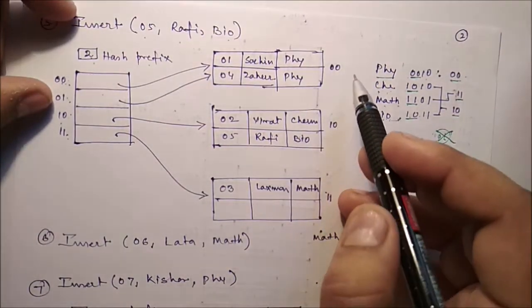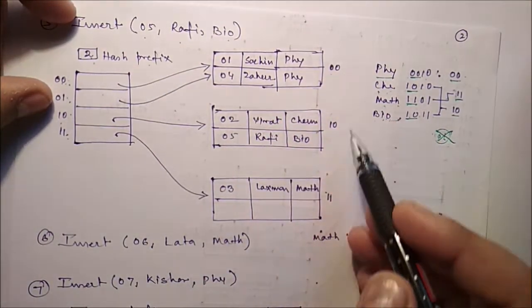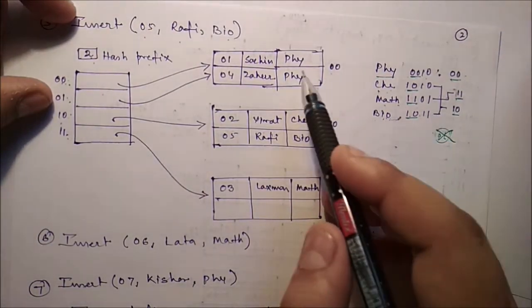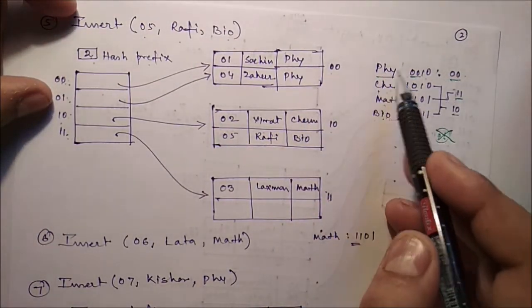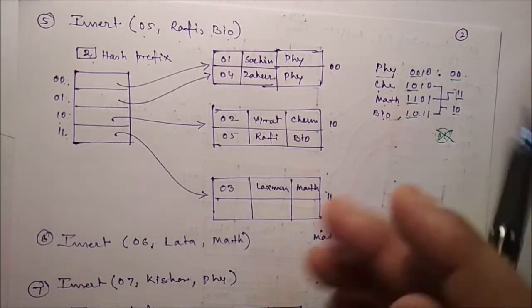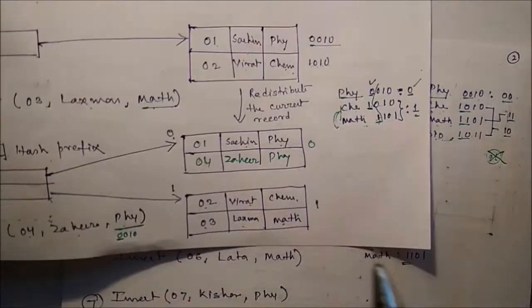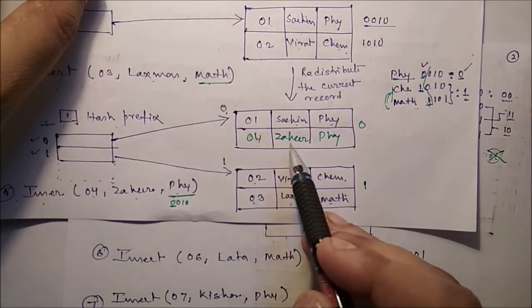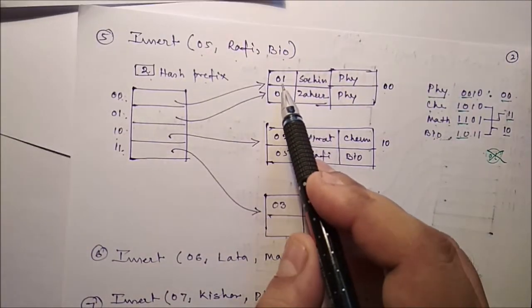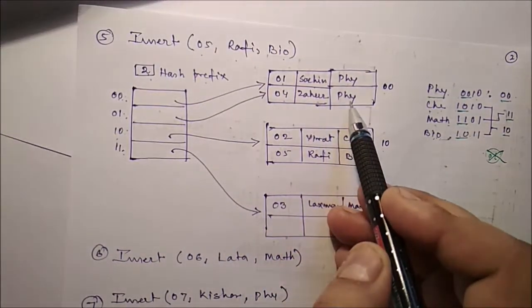So create buckets 00, 10 and 11. In 00, where physics is, we have already seen roll number 1 Sachin physics and roll number 4 Jahir physics. So here you have to store roll number 1 Sachin physics and roll number 4 Jahir physics.